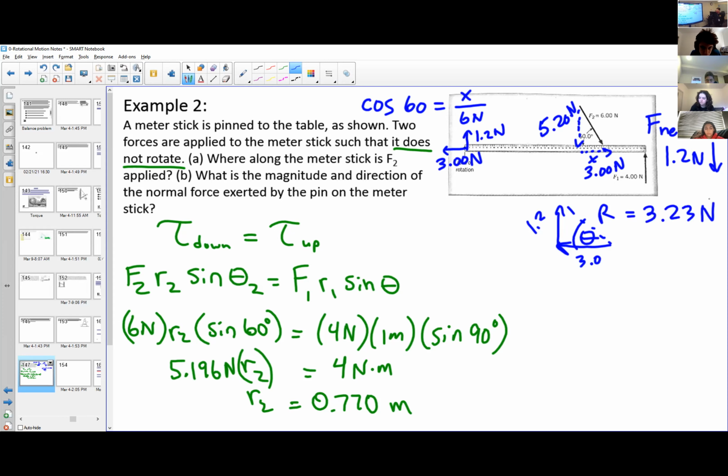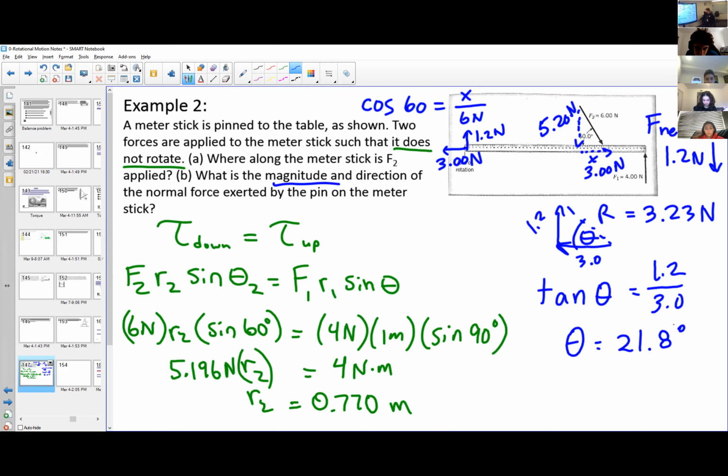So now we know the amount of the force. What's the magnitude? We know that: 3.23 newtons. How do we find that direction, that angle? Inverse tangent. Yeah. The tangent of that angle would just be opposite over adjacent. So if I just use inverse tangent, you may have that: 21.8. And that would be 21.8 degrees up and to the left.